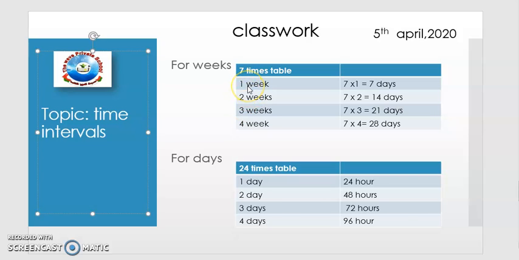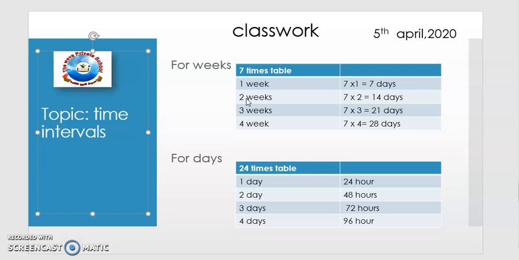How many days in 1 week? 7 times 1 is 7. Likewise, how many days in 2 weeks? You have to remember that 7 times 2 is 14 days. You can say it easily. Okay, now tell me how many days in 5 weeks. You have to say the 7 times table. 7 times 5, 35 days.